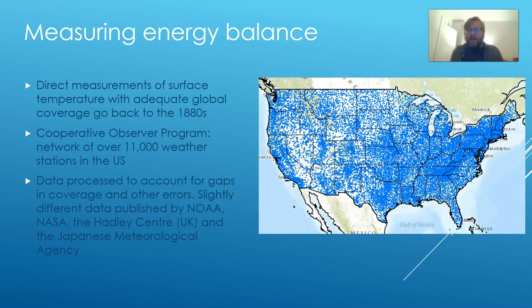And so the map there shows the weather stations that are contributing to this data for the lower 48 United States. So each little blue dot on that map represents a weather station that is recording data, and that data goes into our estimates of the surface temperature for the United States. So there's over 11,000 of these weather stations that make up what's called the Cooperative Observer Program.